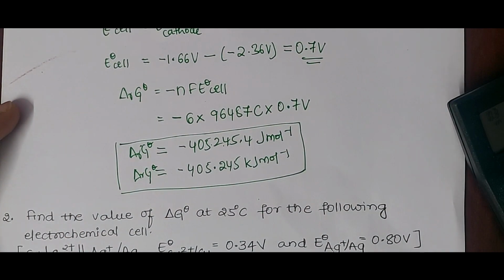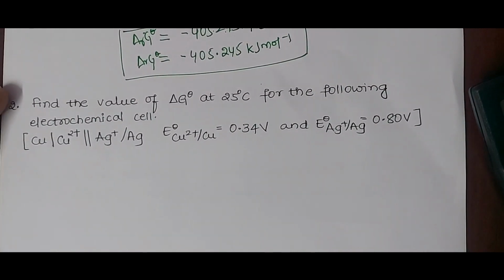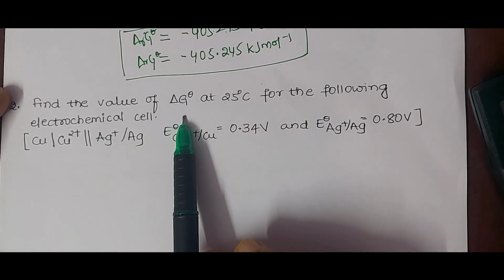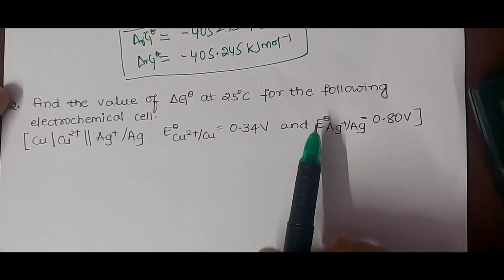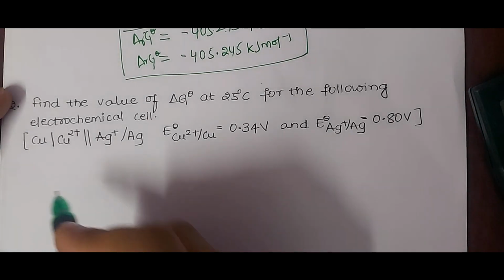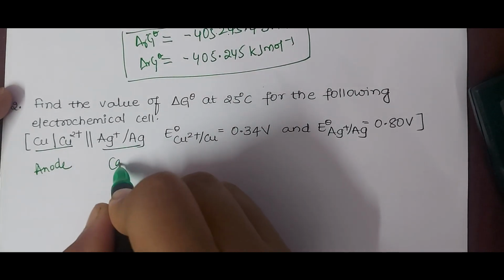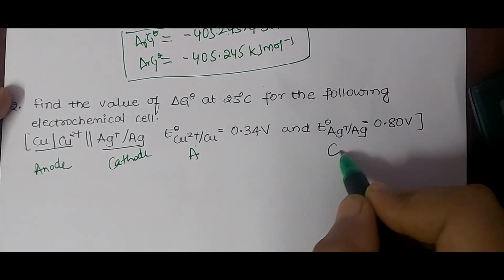So we'll try to solve one more similar problem of the same kind. The next question is: find the value of delta G at 25 degrees Celsius for the following electrochemical reaction. They have given the cell representation and the corresponding E naught values. The anode is always represented on the left side and the cathode on the right side, so copper is anode, silver is cathode.